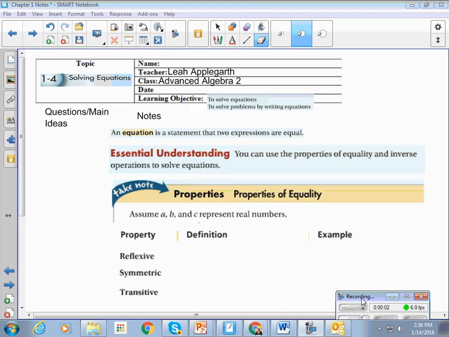All right, this is Algebra 2. Our topic today is 1-4, solving equations. Yay! So we're bringing it together. We're doing the classic algebra, solving equations. Make sure that your header matches my header.